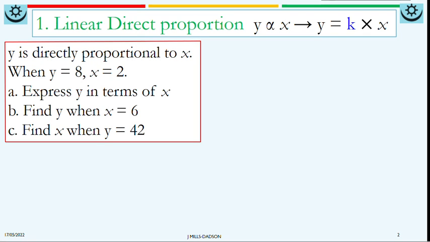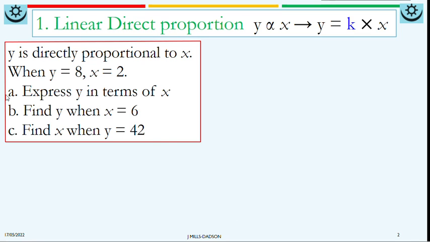Y is directly proportional to x. When y is 8, x is 2. A. Express y in terms of x. B. Find y when x is 6. C. Find x when y is 42. So you have to do things in steps.